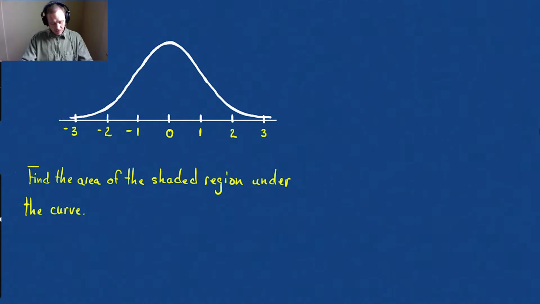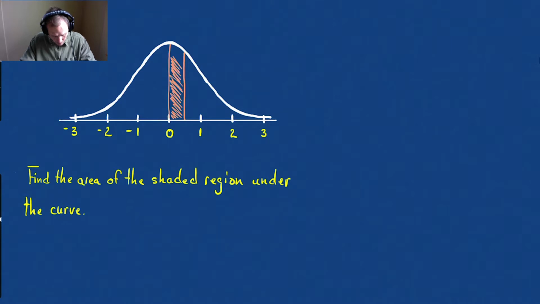And let's take a look at our shaded area. How about if we find the shaded area, and we'll shade this in this orangish color. How about the area between 0 and a half? Right there. What if I wanted to find that?